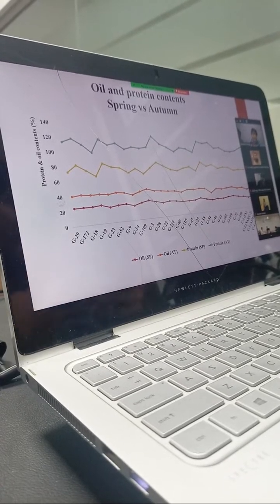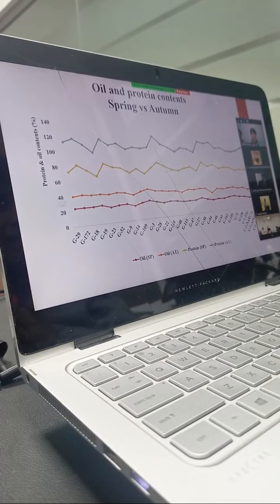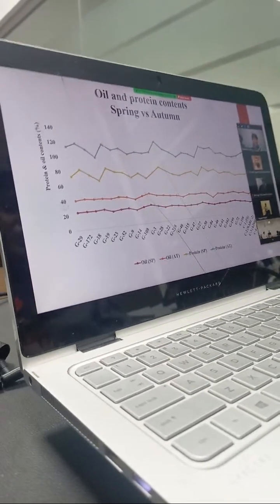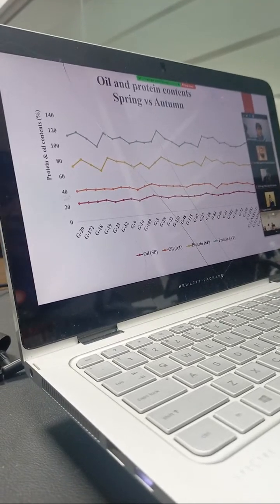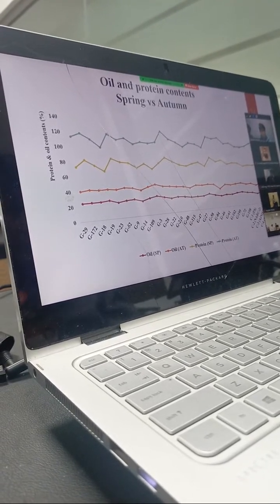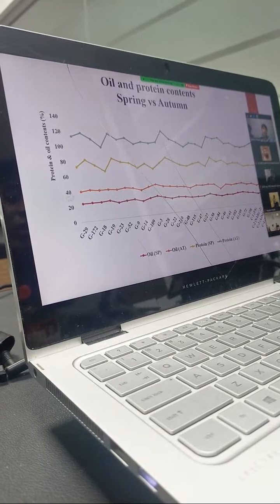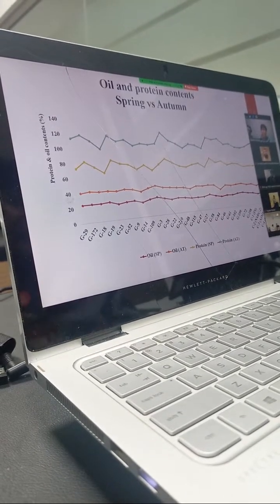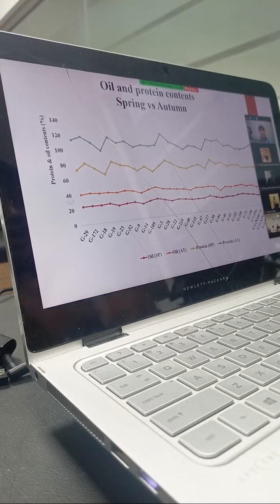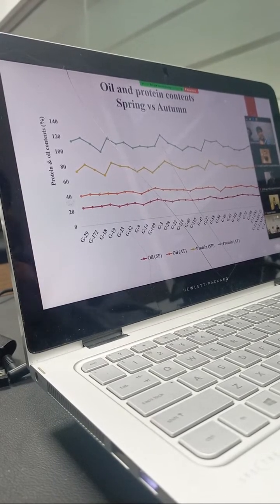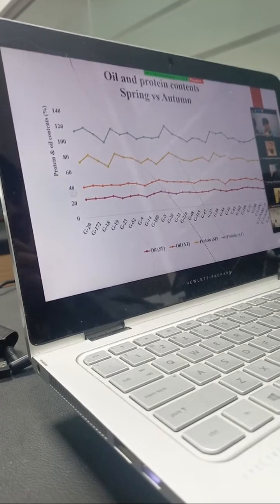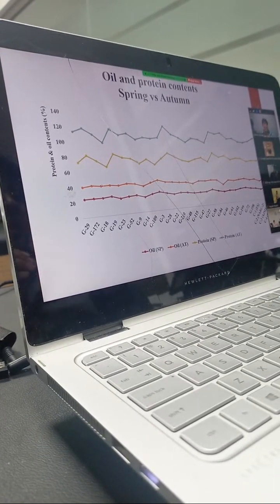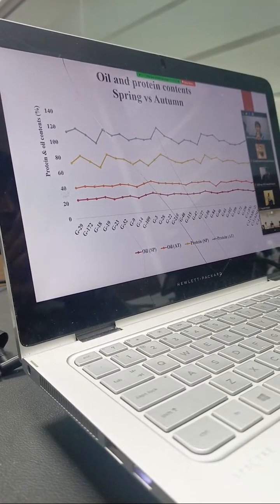I again mentioned the spring season when terminal temperature is low, and the autumn season when terminal temperature is higher. So here you can see that oil content decreased. And again, for the protein and oil content, we can see significant variation at different temperatures in different growing seasons across almost all genotypes.